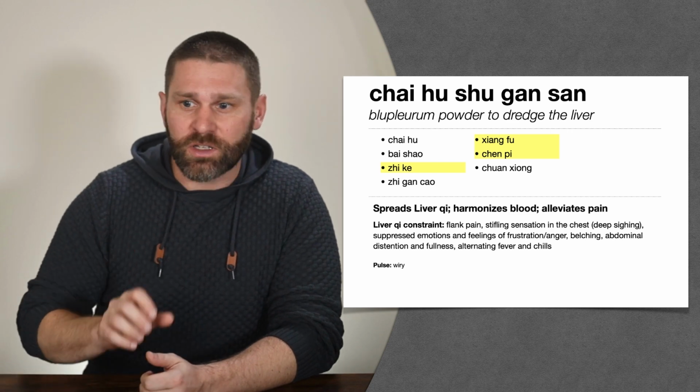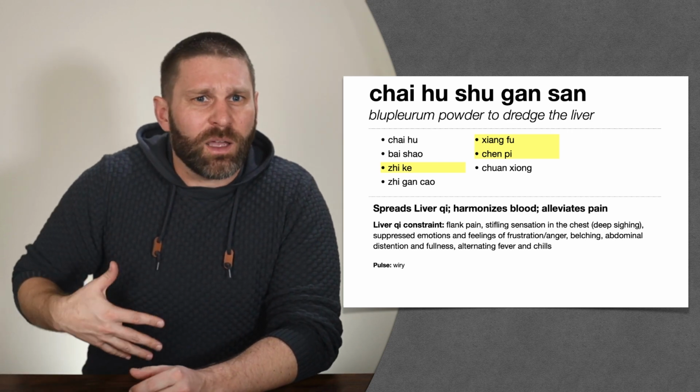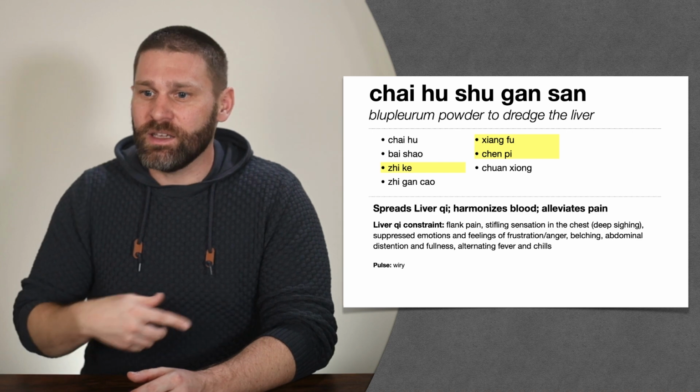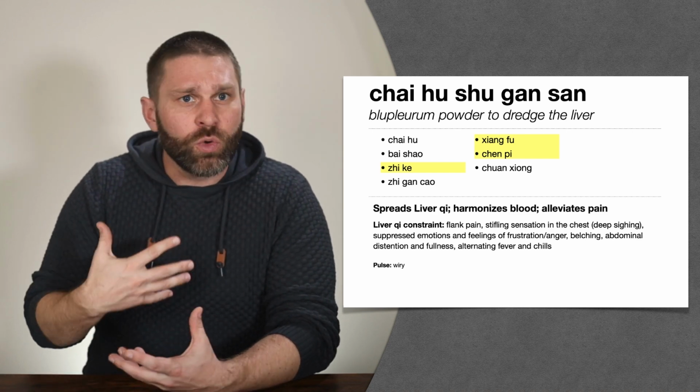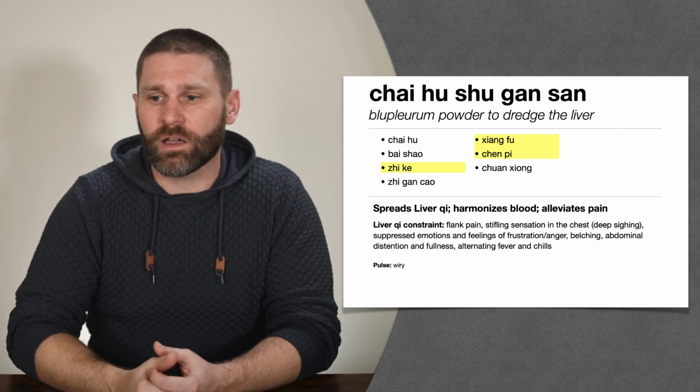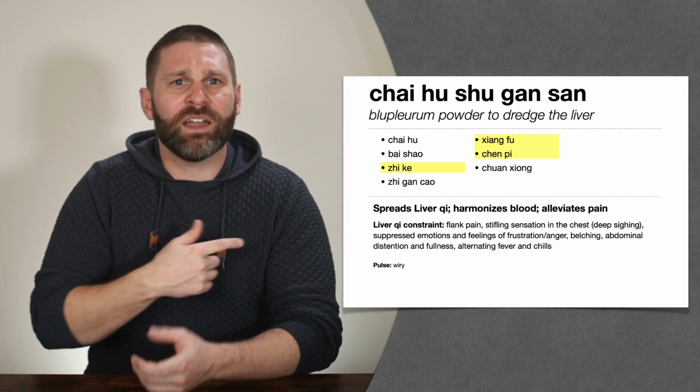It's also neutral in temperature. A lot of times liver qi stagnation turns into heat, but here Chai Hu and Bai Shao are cool in temperature. Xiangfu is not going to cause those heat signs. Then we add in some Chen Pi.